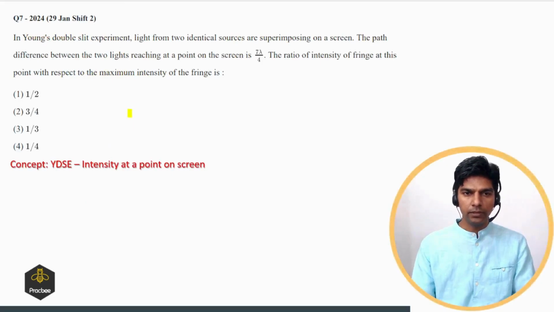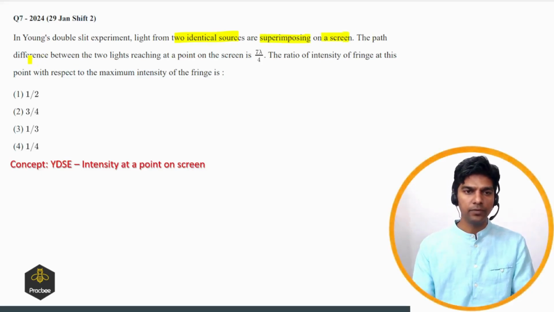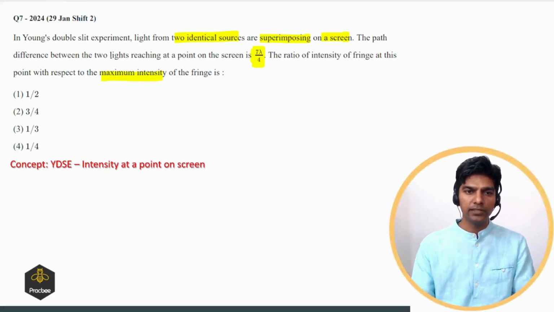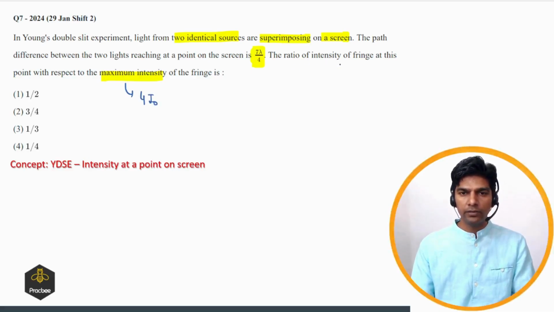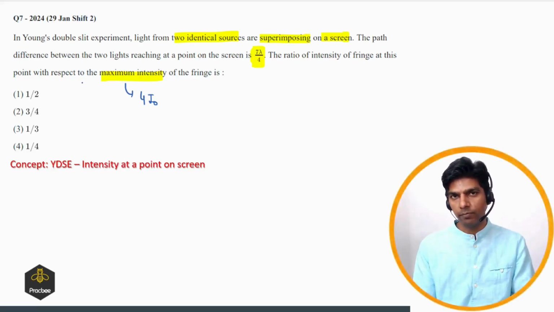Now let us see another illustration based on the same problem type. In YDSE, light from two identical sources are superimposing on the screen. The path difference between the two lights reaching a point on the screen is 7 lambda by 4. The ratio of intensity of fringes at this point with respect to the maximum intensity. So here maximum intensity is nothing but 4 times I naught. And we have to find the ratio of intensity at that particular point with respect to the maximum intensity.